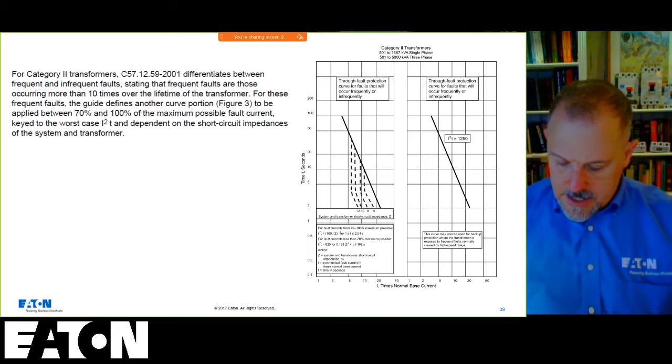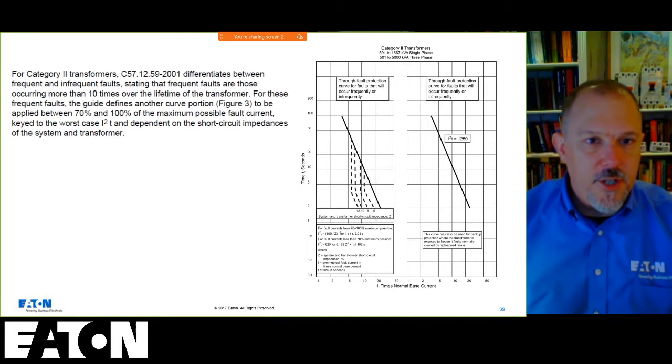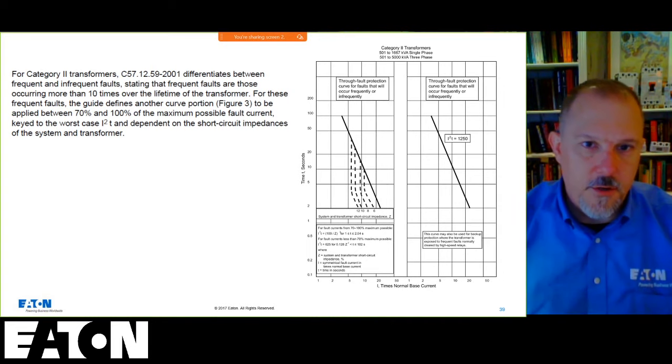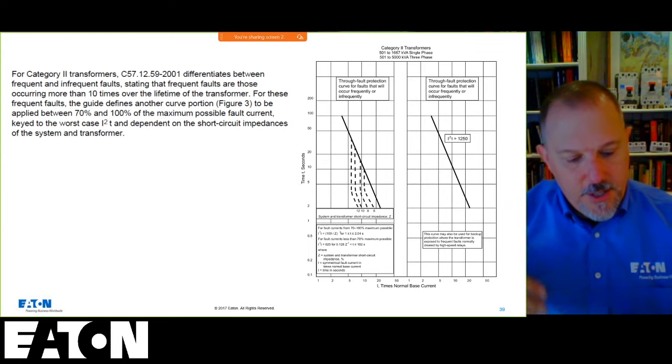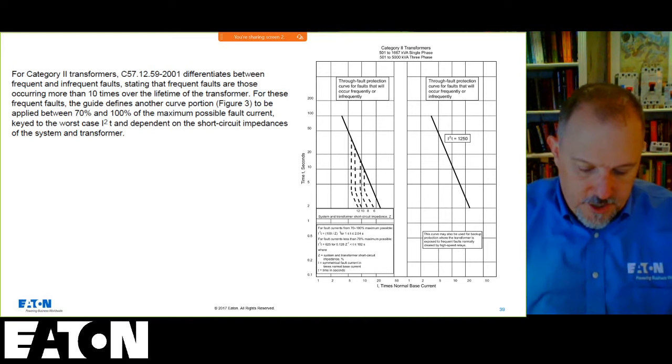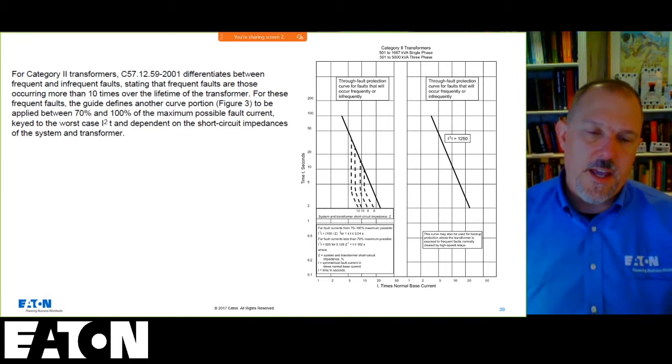See those little dashed dotted lines? You're taking the source impedance, you're taking the impedance of that transformer, and again for fault currents from 70 to 100% of maximum possible, you're getting frequent damage, another portion of the curve for that category. But for these smaller transformers, and again, category 2, that's what I'm saying. When you get to the larger transformers, you're getting a little bit more information. Category 2 applies from 501 to 1667 single phase and 501 to 5000 kVA three phase.